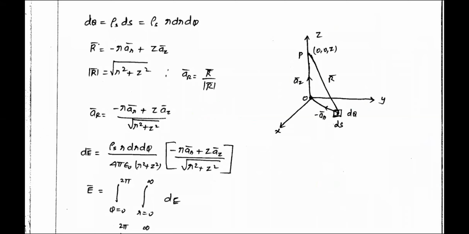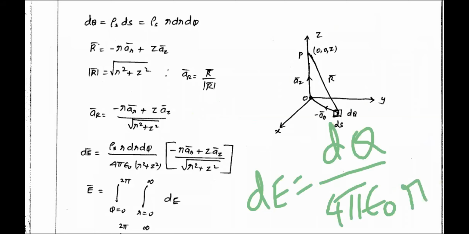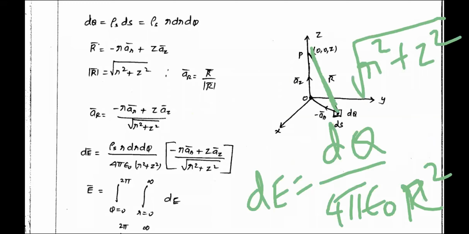Then what is the formula? dE is equal to dQ divided by 4 pi epsilon naught R square. But please, this is capital R, so you should know what this R value is. Using Pythagoras theorem, this R value is simply the square root of R square plus Z square. But as R square comes, the square root cancels. That's why they are using simply R square plus Z square.